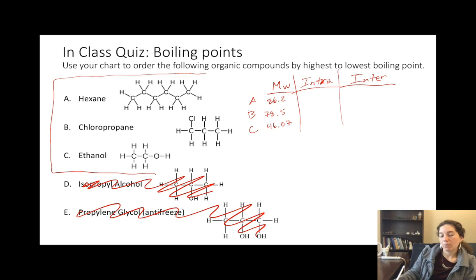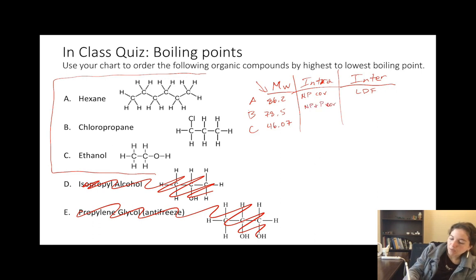Let's take a look at how to solve this one. I've gone ahead and written out the molecular masses from the periodic table for you. This is what you should also have. Let's take a look at our intramolecular forces. For A, we only have carbons and hydrogens, which means we're going to have London dispersion forces. These are only nonpolar covalent, so that's what results from that. The next one, we did this in the last example, we've got nonpolar covalent and polar covalent. So we've got London dispersion forces and dipole-dipole.